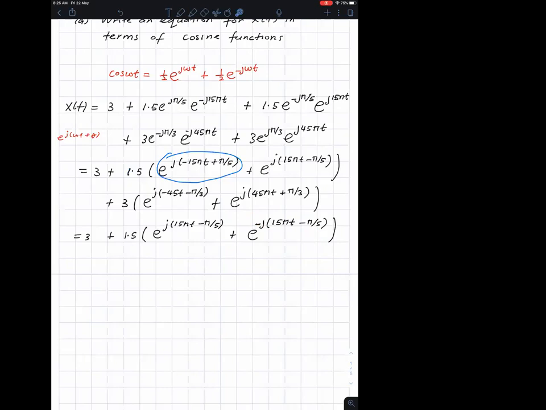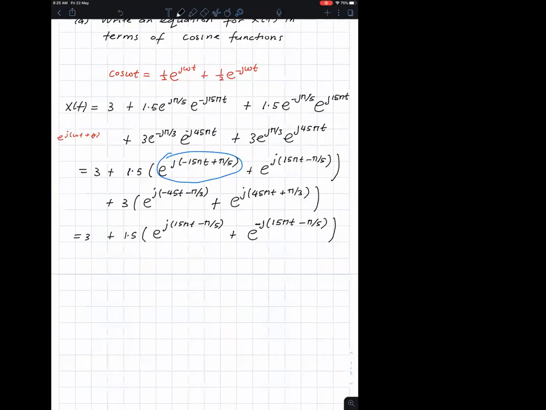Let me explain the reason for doing this. We want to put this in a standard format like this. Usually we have the minus sign outside and the plus sign outside in standard complex exponential form so that we can convert that to a sinusoid using Euler's formula.